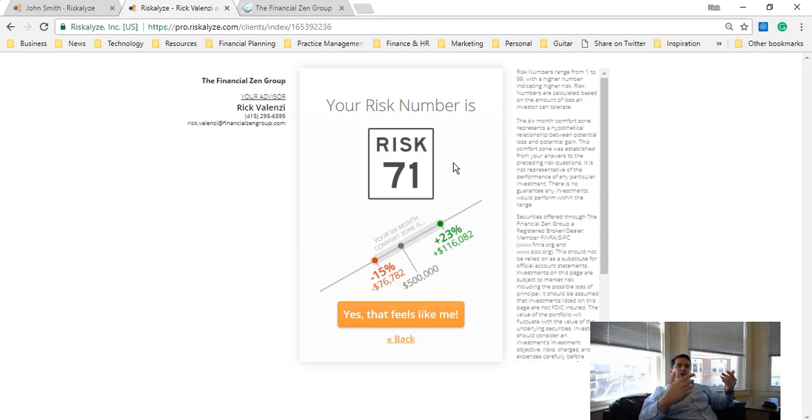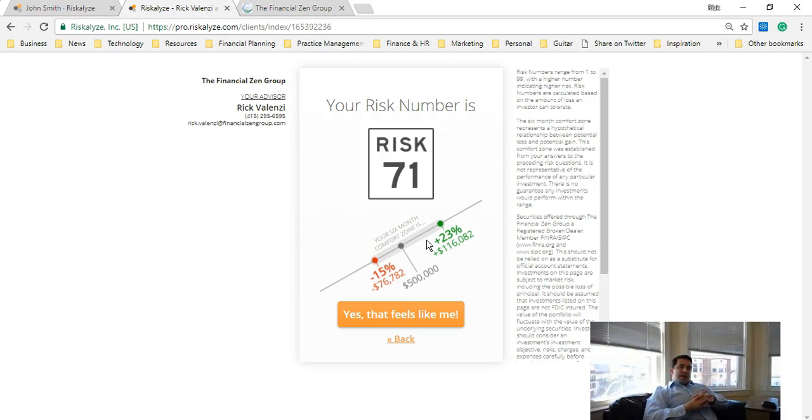Now, the way that we'll then use this risk number is this tells us that John is comfortable up or down, down 15% or up 23%. That's going to happen 95% of the time. So 95% of the time throughout history, the way that we would invest this money with the 70 risk number, it's going to be in between that comfort zone, and only 5% of the time it'll be outside.